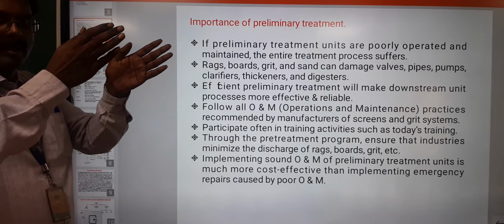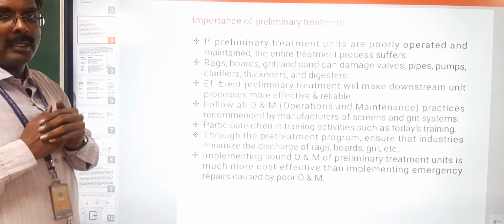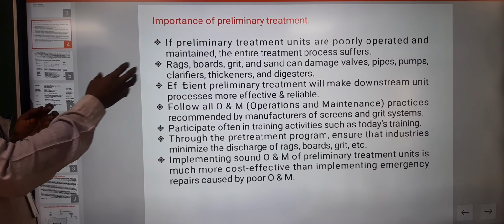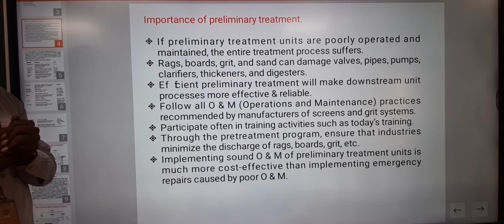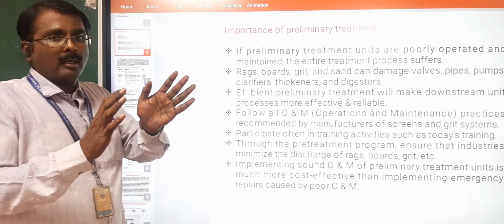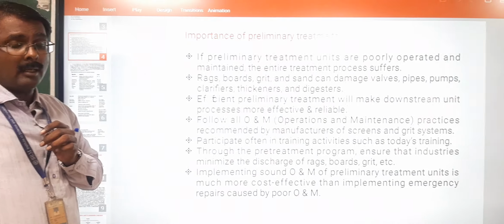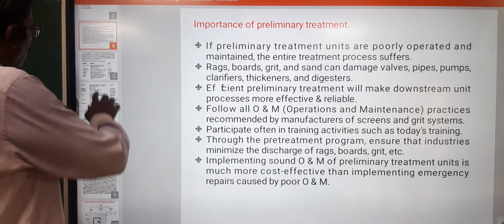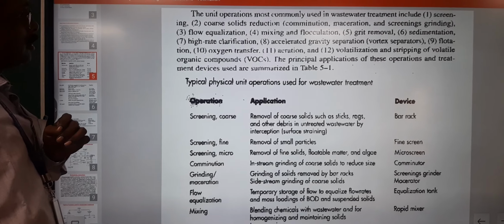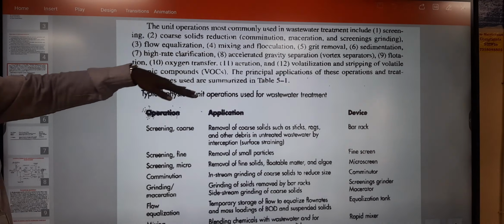So we use some sort of screens or bars. Those types of equipment may be used to remove the visible impurities from the wastewater. Preliminary treatment is the first step for taking the wastewater to the subsequent stages of operation.